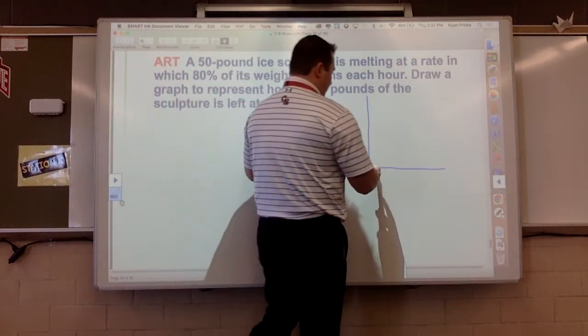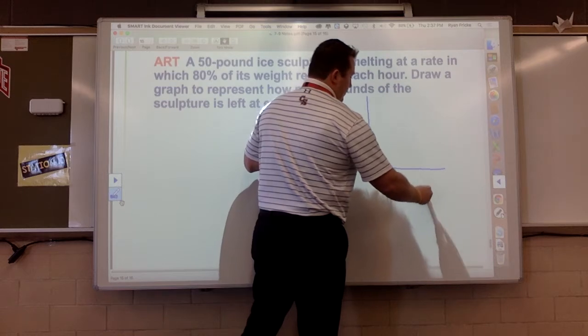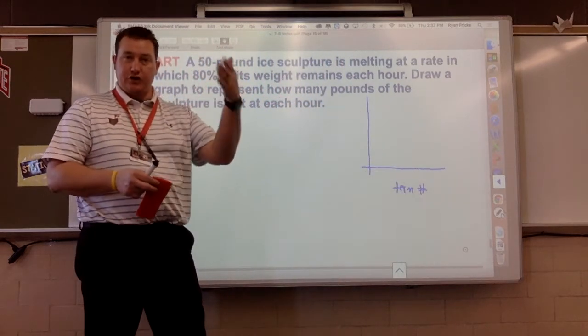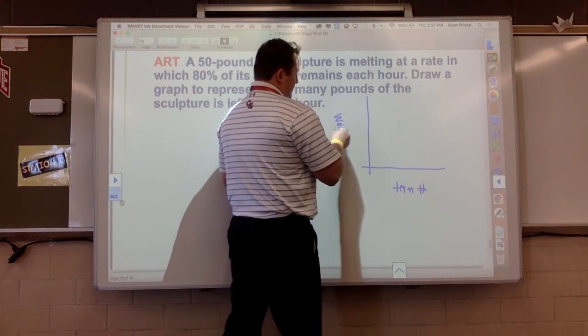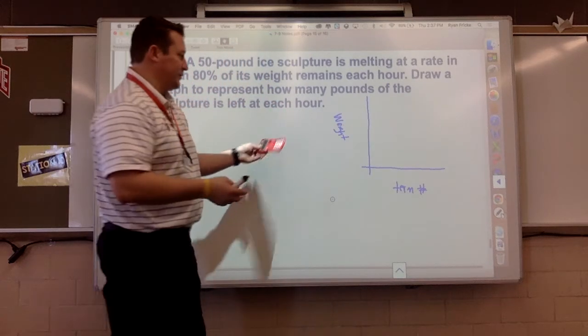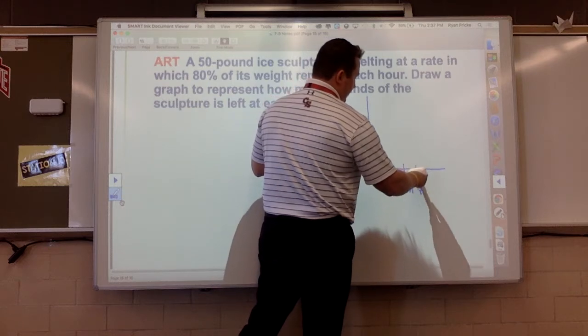So your term numbers are just on your x-axis. So like first term, second term, third term, fourth term, okay? The weight is going to be whatever number that is. That's going to be our y number, okay? So 1, 2, 3, 4, 5, right?